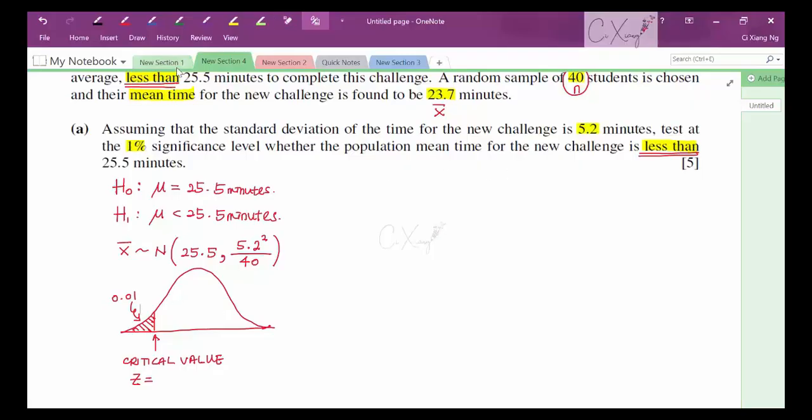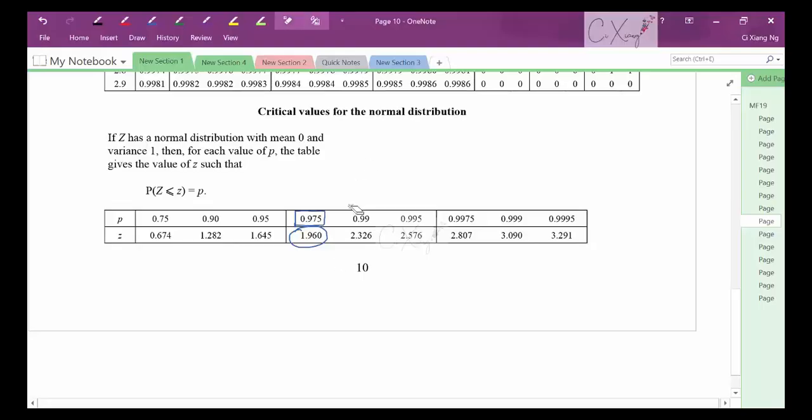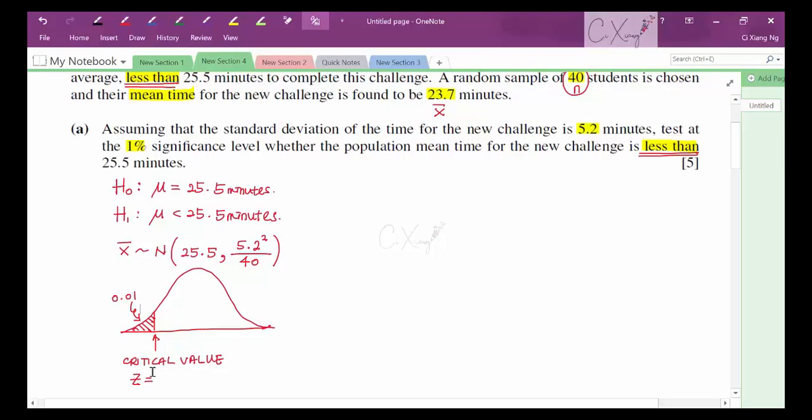Right, so again, I go back to the table. For the area 0.99, this is area 0.99. The value of Z that I get should be 2.326. The critical value here should be 2.326, but with a negative in front, because from this diagram, it is clearly shown that the critical value should be a negative value. All right, so the Z should be negative 2.326. Okay, so I successfully found the critical value.